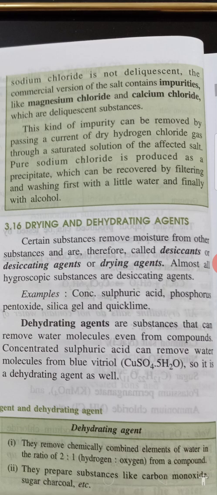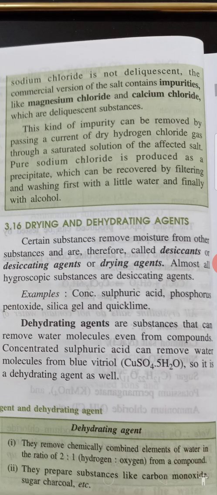So certain substances remove moisture from other substances and are therefore called desiccants or desiccating agents or drying agents. Almost all hygroscopic substances are desiccating. Examples are concentrated sulfuric acid, phosphorus pentoxide, silica gel, and quicklime. And dehydrating substances are substances that can remove water molecules even from a compound. Like concentrated sulfuric acid can remove water molecules from blue vitriol, so it is dehydrating.